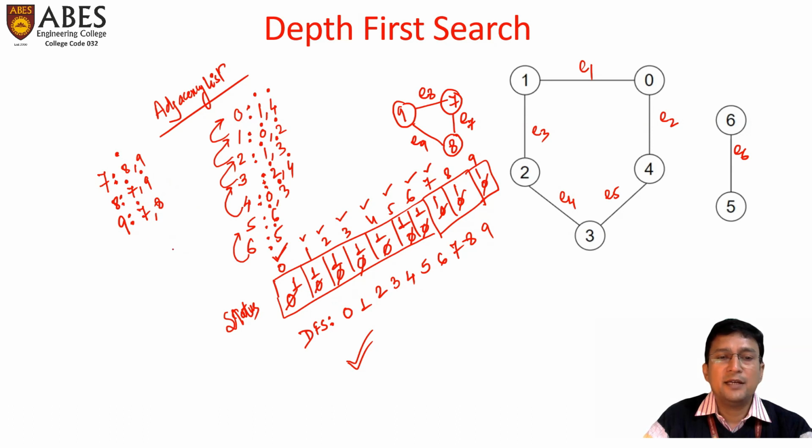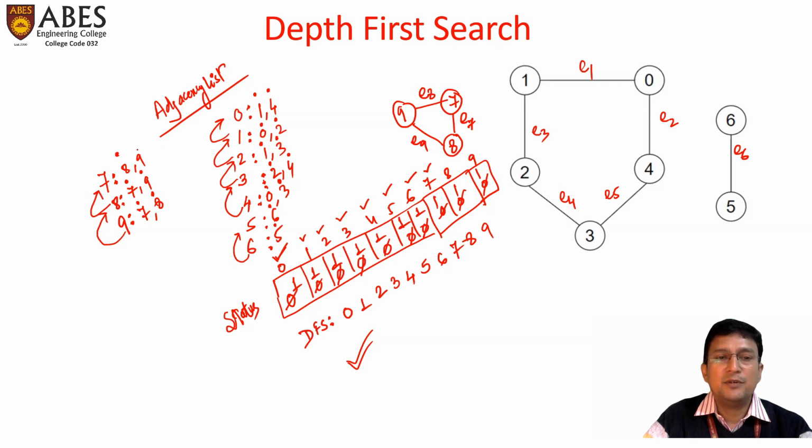So from 9, the connection is 7. And 7 is already visited. Then you will look for 8. 8 has also already been visited. So you will backtrack to the calling function, which means 9 was called from 8. Every connection from 8 has been seen. So you will now backtrack to the one which has called 8.